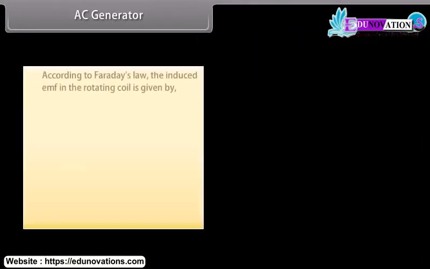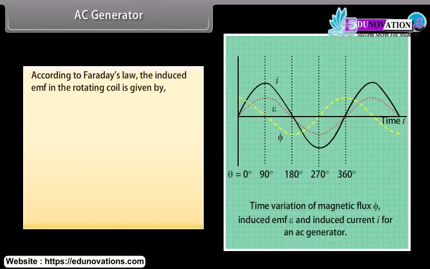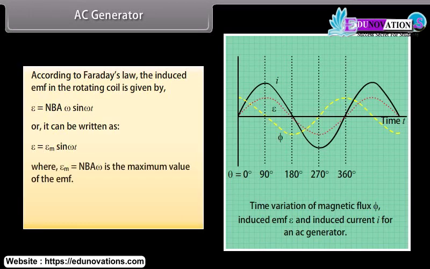According to Faraday's law, the induced EMF in the rotating coil is given by NBA omega sin omega t, or it can be written as E is equal to EM sin omega t, where EM is equal to NBA omega, the maximum value of the EMF. The induced EMF varies sinusoidally with time.